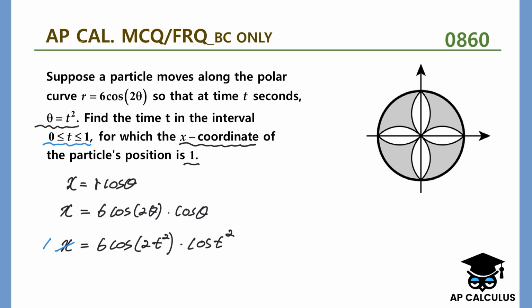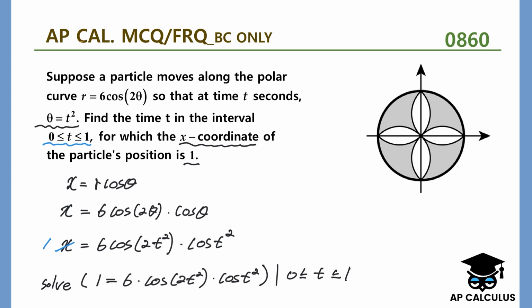We're going to have to put this in our calculator. So solve 1 is equal to 6 times the cosine 2t squared times cosine t squared, and we are trying to find the value of t from 0 to 1 inclusive. Oops, I missed comma t. Comma t. That gives us t is equal to 0.823. Okay, so that's our answer.